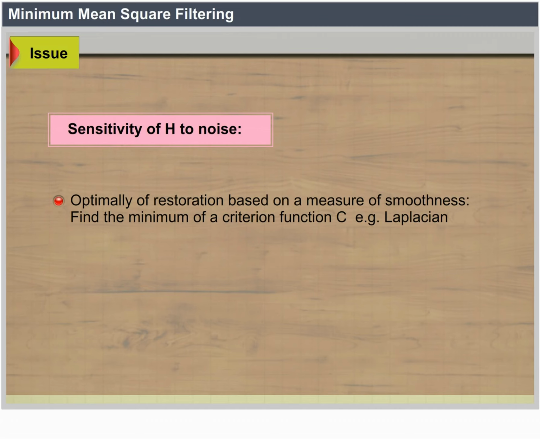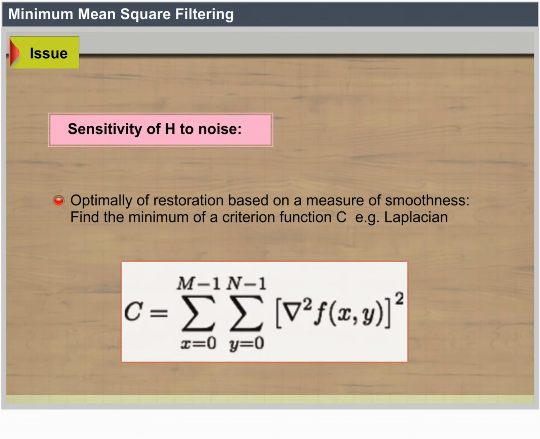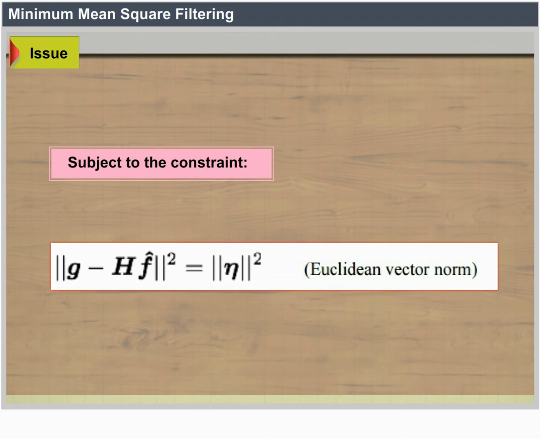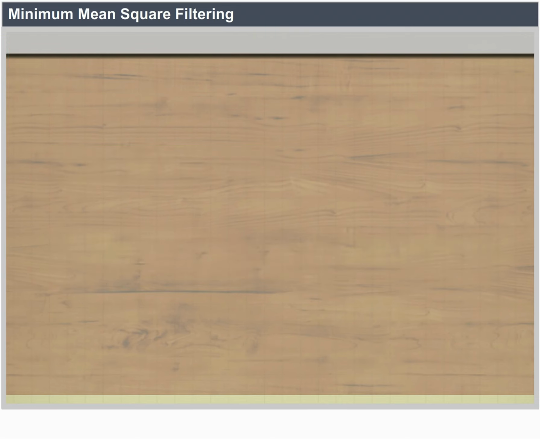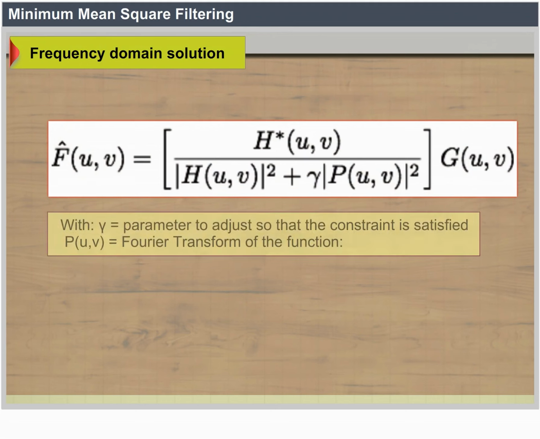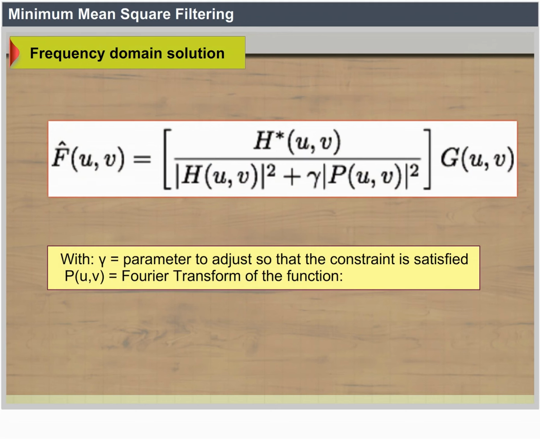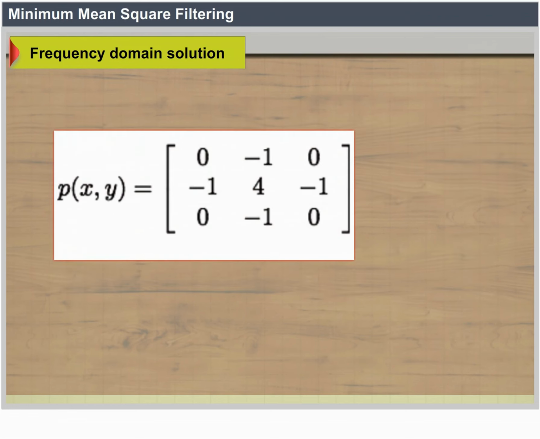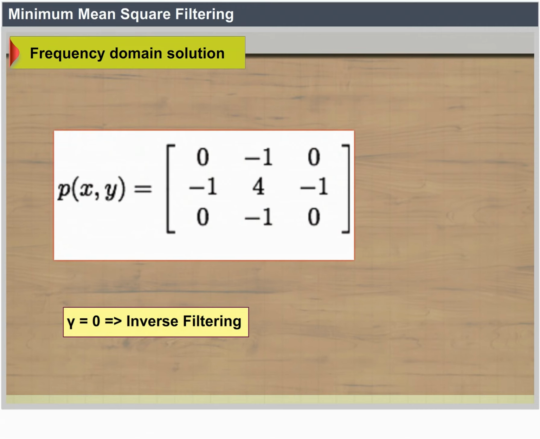Find the minimum of a criterion function C, the Laplacian. The equation is as shown, subject to the constraint, the Euclidean vector norm, also shown on the screen. Frequency domain solution. The equation is as shown, with gamma representing the parameter adjusted so that the constraint is satisfied, and P of u, v representing the Fourier transform of the function. The matrix of p of x, y is shown, where gamma equals 0, that is inverse filtering.